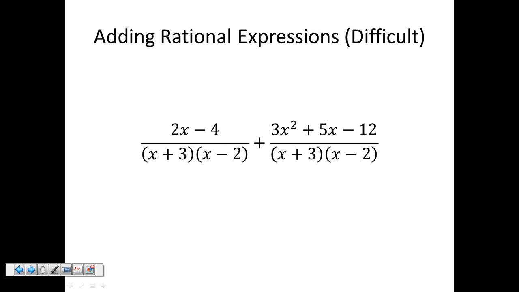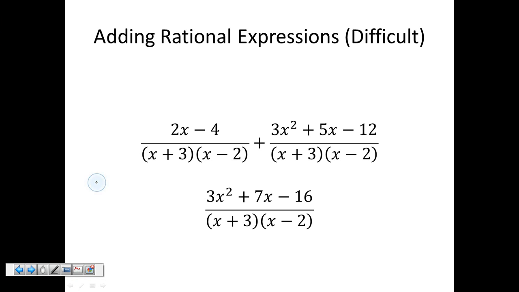Now, when I multiply these things together, this is what I get for my two rational expressions. They both have the common denominator, x plus 3 times x minus 2. Now what I need to do is bring them together. So 2x minus 4 plus 3x squared plus 5x minus 12. Well, the 3x squared, there's nothing else to combine with it. The 2x and the 5x can combine. And the minus 4 plus negative 12 can combine. So we have 3x squared plus 7x minus 16 on top.